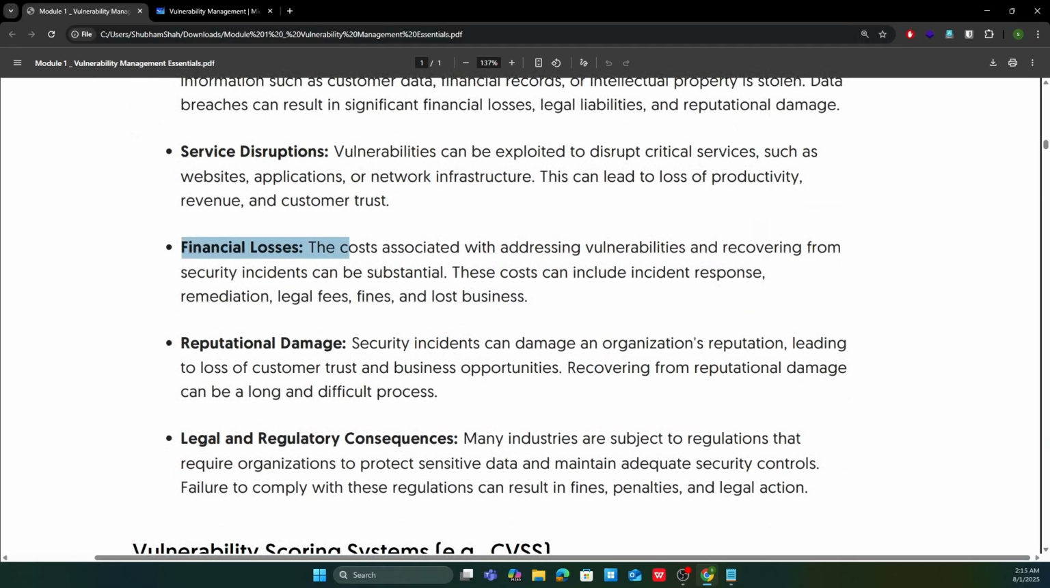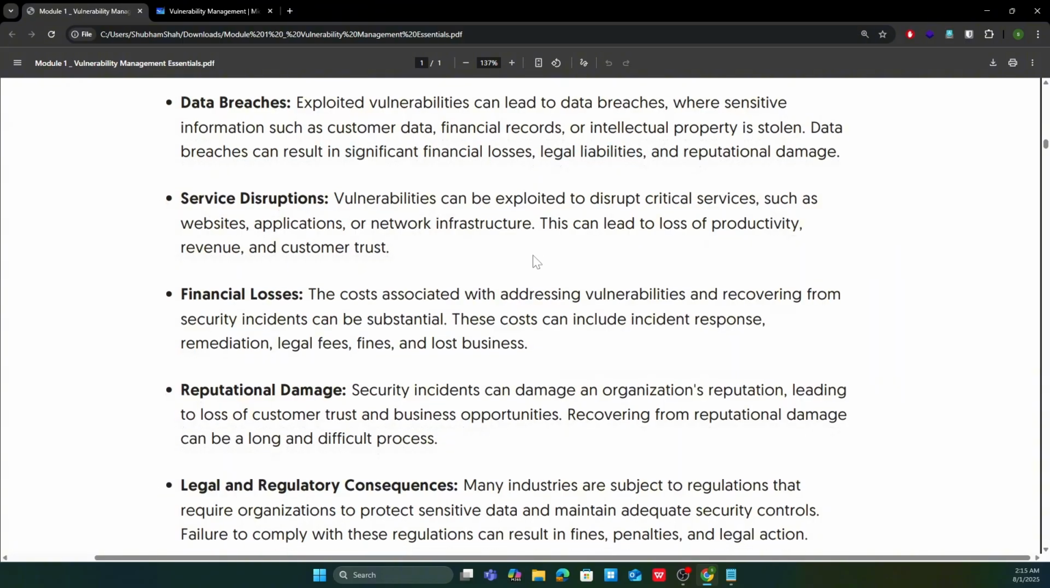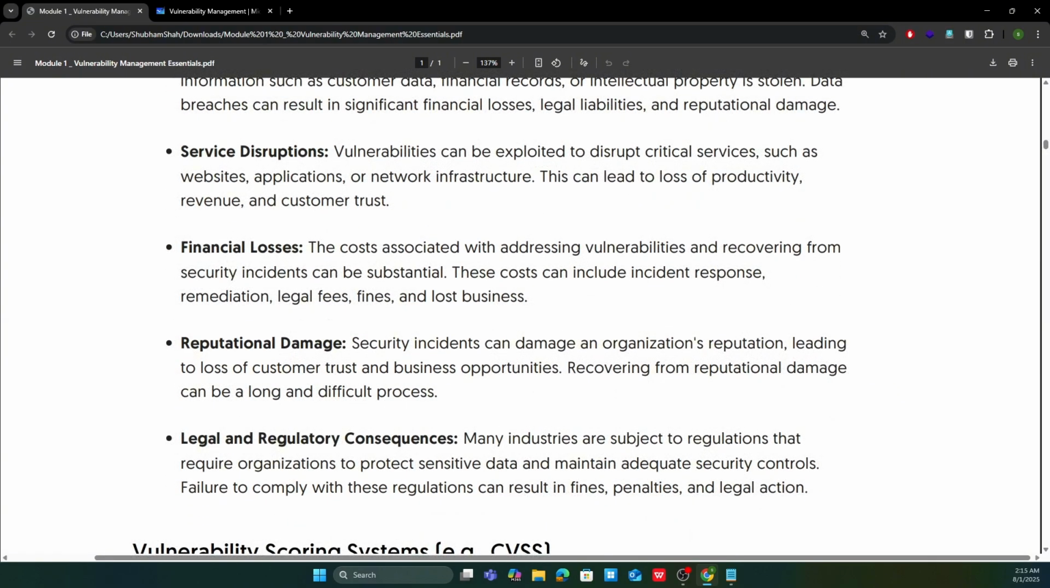Again, financial losses, reputational damage, and legal consequences are the same things we would cover here. The cost associated with addressing vulnerabilities and recovering from security incidents can be substantial, because the cost can include engaging incident response plans, remediation, legal fees, fines, consultancy, lots of things. It's said prevention is always better than cure. This would make things more severe if we don't follow the plan properly.